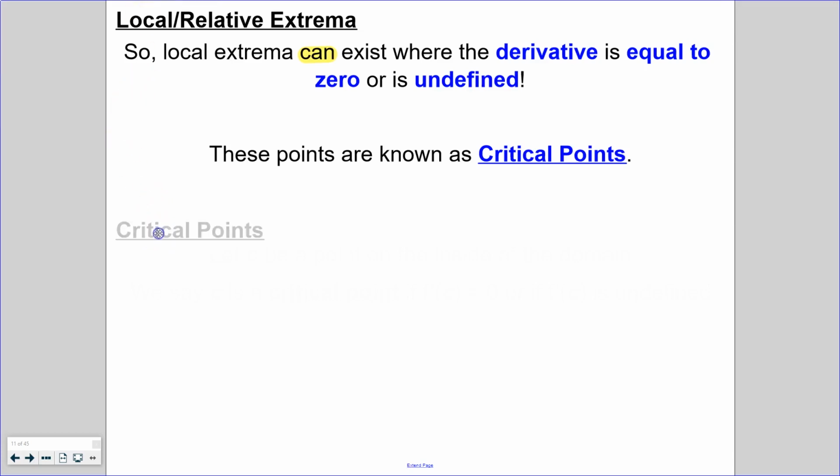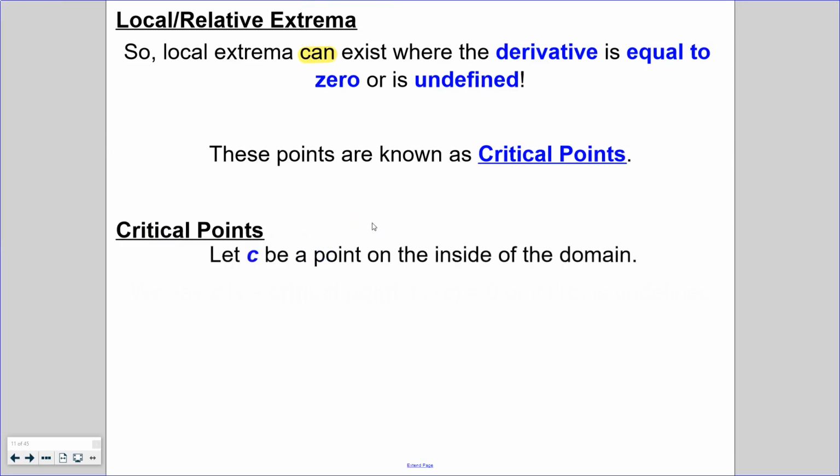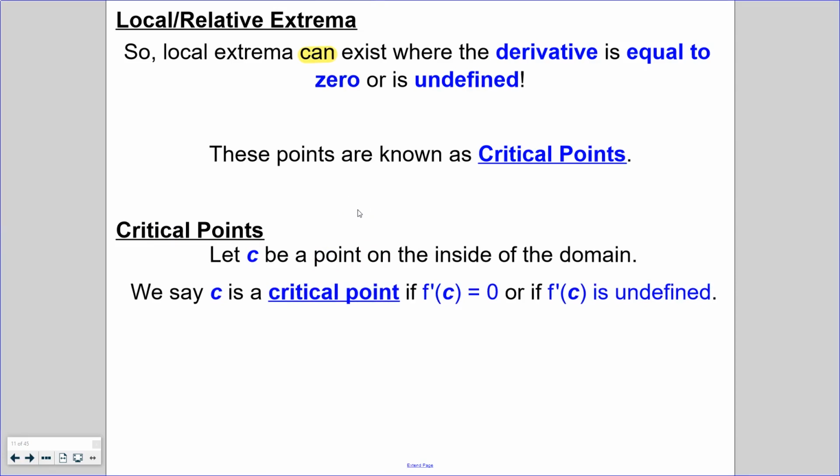Alright, so let's define critical points a little bit better. Let c be a point on the inside of the domain. So c is an x value in the domain. We can say that c is a critical point if the derivative at x equals c is 0, or if the derivative at x equals c is undefined. And that is huge news. Not quite yet, but it's going to become huge news for a lot of what we're doing in Unit 3. Being able to find these critical points is going to become so important for this unit. With that being said, let's take a look at some examples.